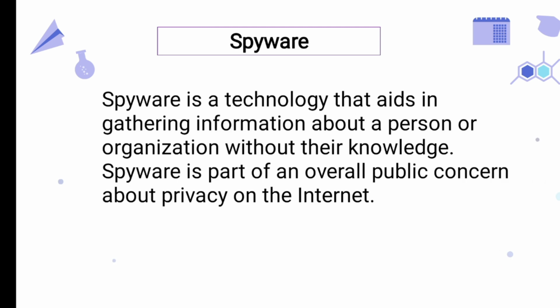Next is spyware. Spyware is a technology that aids in gathering information about a person or organization without their knowledge. Spyware is a part of overall public concern about privacy on the internet. On the internet, where it is often called spybot or tracking software, spyware secretly gathers information about users and passes it on to parties that would be interested in this information, such as advertisers.